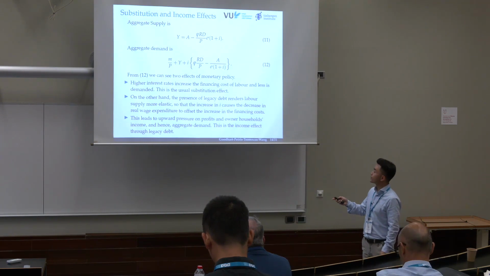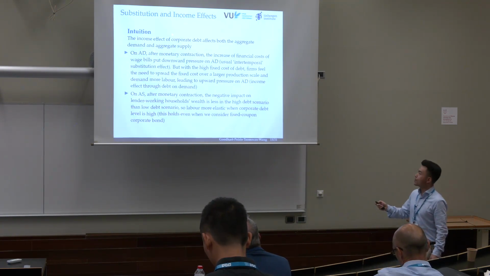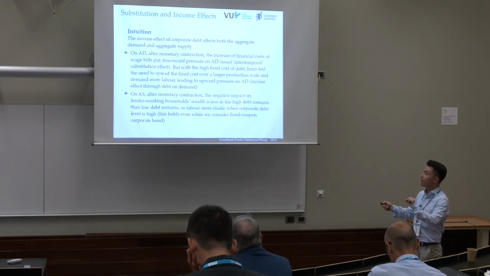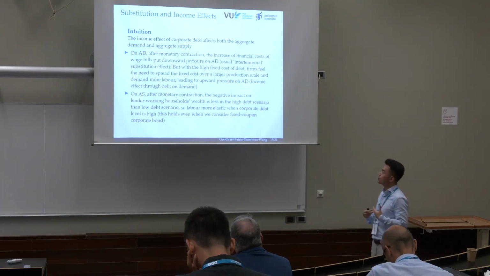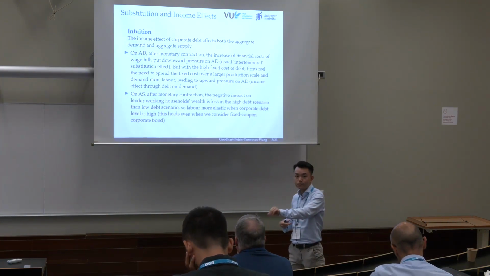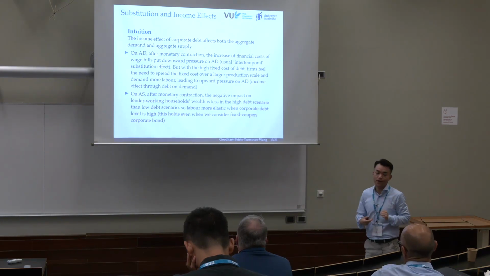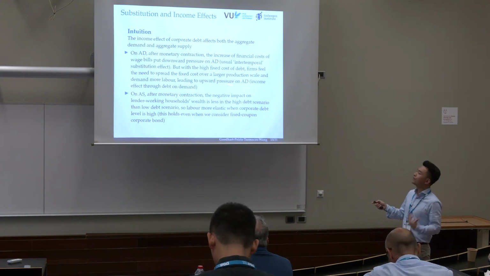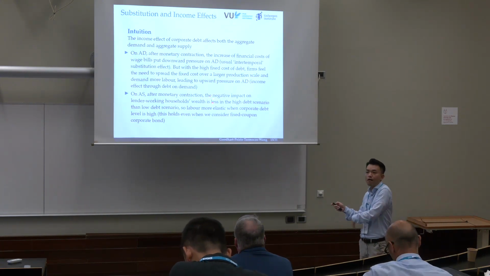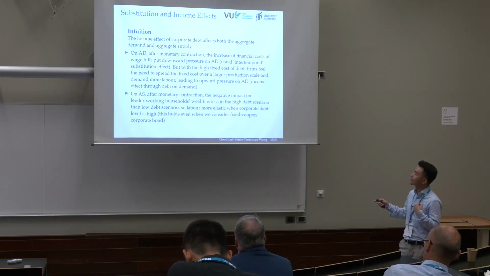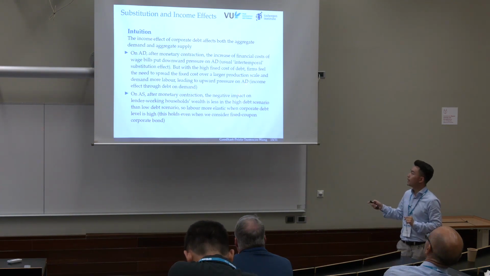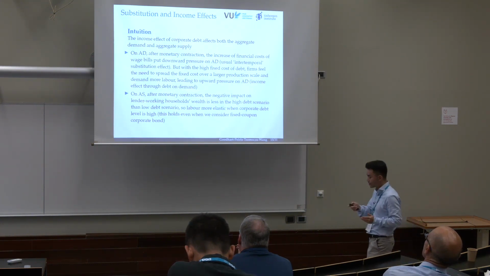So what's the intuition? The intuition is the income effect of corporate debt affects both the AS and the AD. On aggregate demand, after monetary contraction, we have the usual downward pressure on aggregate demand through the intertemporal substitution effect. Moreover, with the high fixed cost of debt, the firms feel the need to spread the fixed cost over a larger production scale and demand more labor, and that leads to an upward pressure on aggregate demand, and that's the income effect through the demand side, or the general equilibrium effect, if you will.